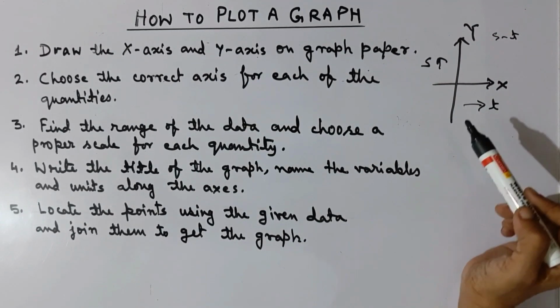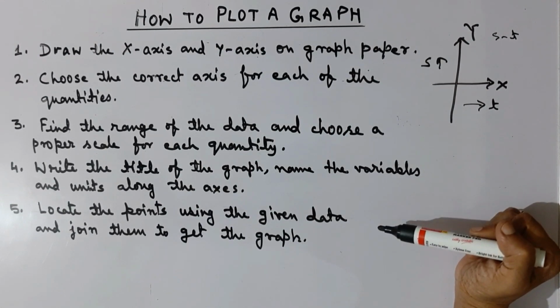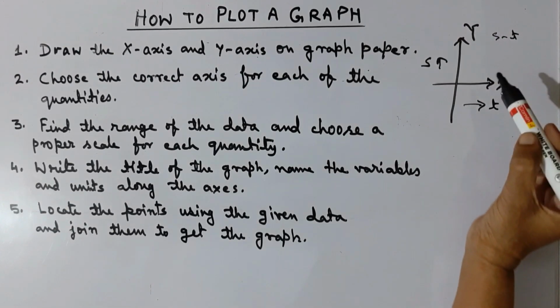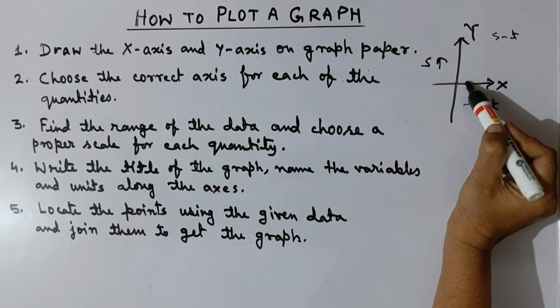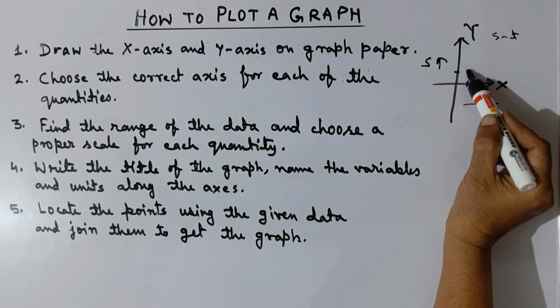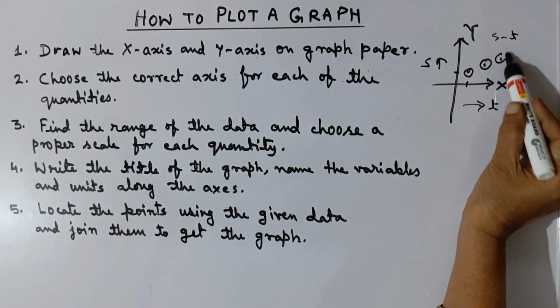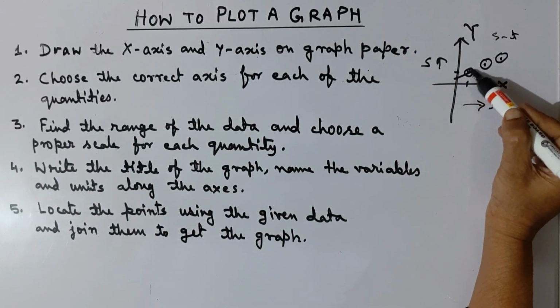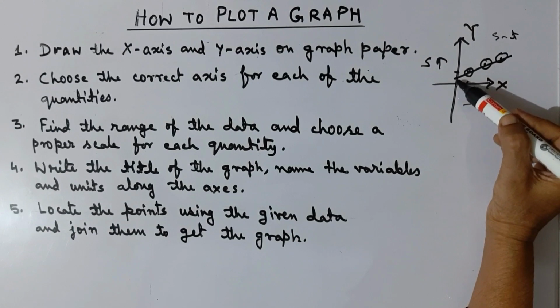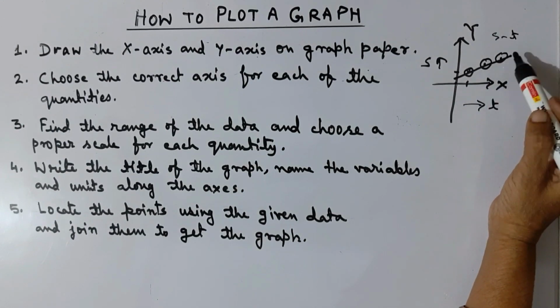After that, we locate the points using the given data and join them to get the graph. Suppose we find a point here, locate it here, another point here, the next one here, and then we join all these points. They may or they may not pass through the origin, that doesn't matter, but this is the graph we have obtained.